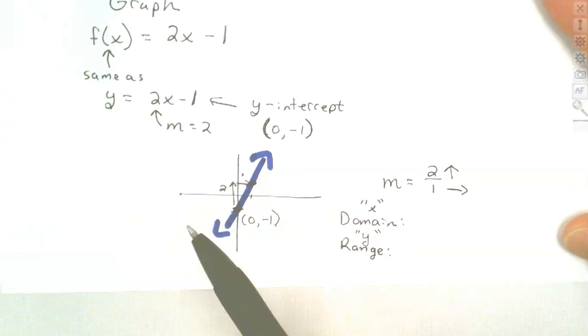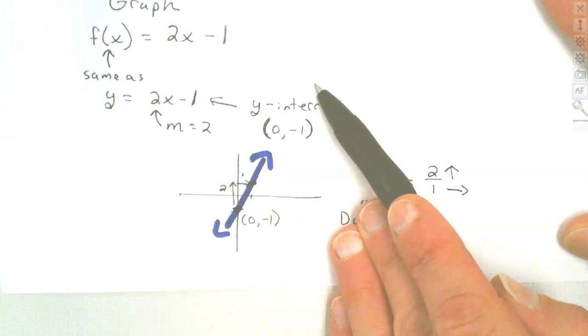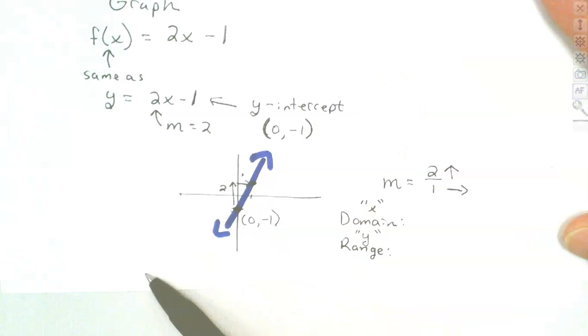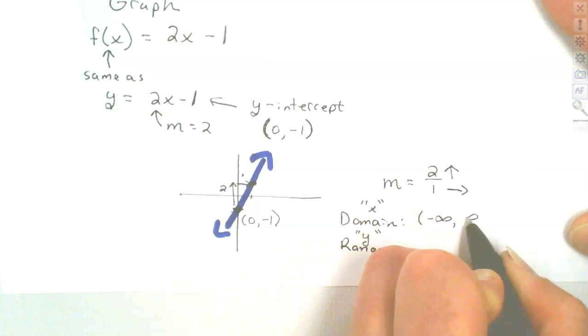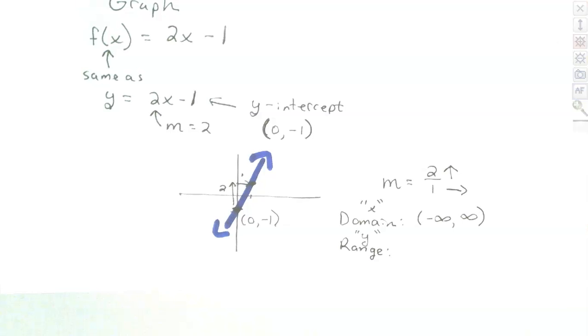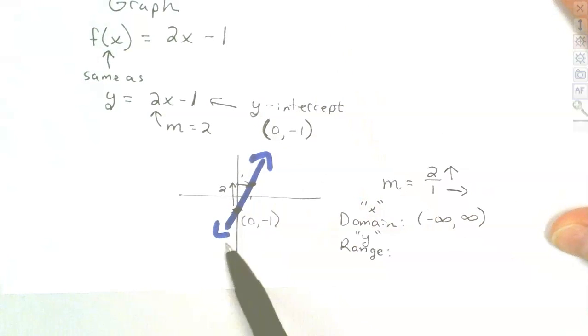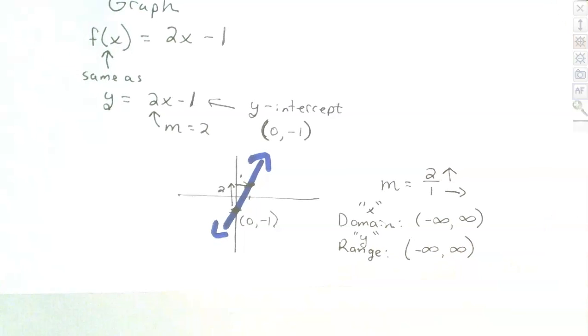So look at what happens to our picture here. Now the arrows mean it goes on forever. So this is going to go up and continue on to the right and down and continue down to the left. So it goes to the left and it goes to the right. So my domain would be negative to positive infinity. What about the range? Well, this can go up through the ceiling and down through the floor. So my range would also be negative to positive infinity.